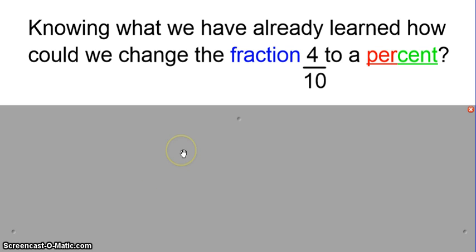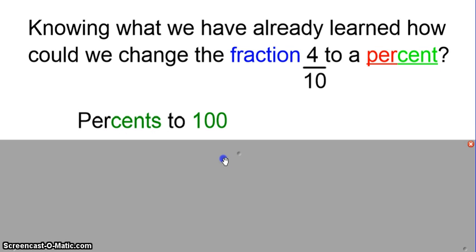Starting out, this is an example that I would like you to write in your notes. Knowing what we have already learned, how can we change the fraction 4/10 to a percent? Remember, percent meaning out of 100, like 100 cents equals $1. So we want to convert this to out of 100. So here's a little reminder. If you could write this example in your notes and convert it, pause the video please, and then we'll come back and look at it.